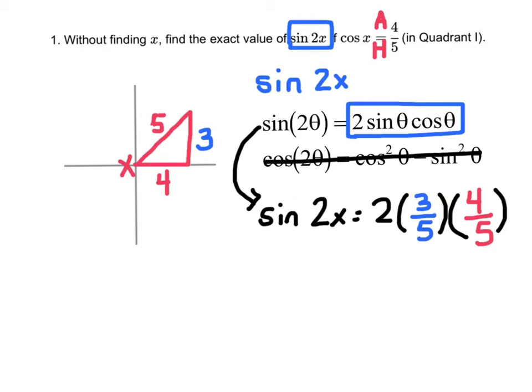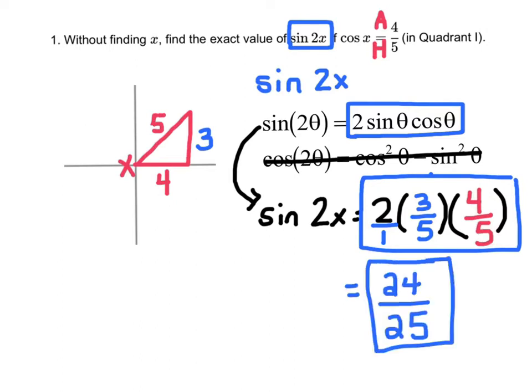Now we just got to multiply it out. You don't do anything with the left side of the equation. Your answer is the right side of the equation. So once we get this part simplified, we're done. So remember, multiply, you put a whole number over 1, multiply straight across the top, straight across the bottom. And there we have it. 2 times 3 is 6, 6 times 4 is 24, 1 times 5 is 5, 5 times 5 is 25. So sine 2x, which is what we had to find, is 24 over 25.